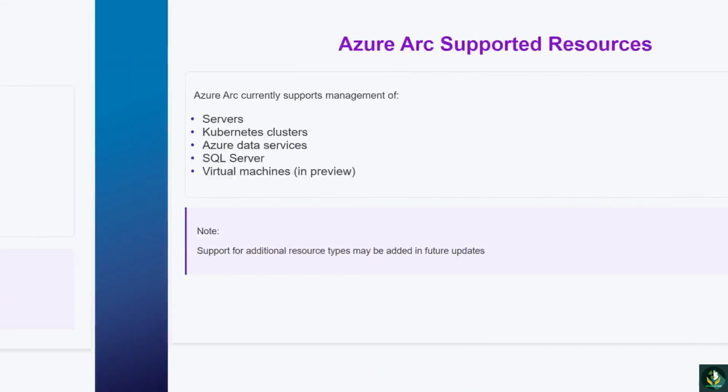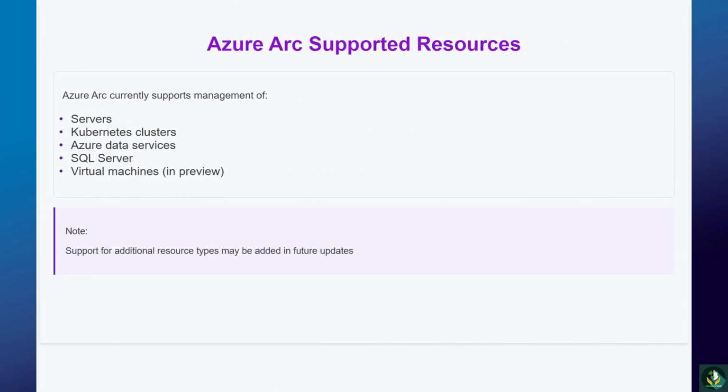Azure Arc extends its management capabilities to a variety of resource types hosted outside of Azure, enabling organizations to bring Azure's powerful management tools and services to a wide range of IT assets. Understanding the types of resources supported by Azure Arc is crucial for organizations looking to leverage this technology to unify their management approach. Currently, Azure Arc supports the management of several key resource types.